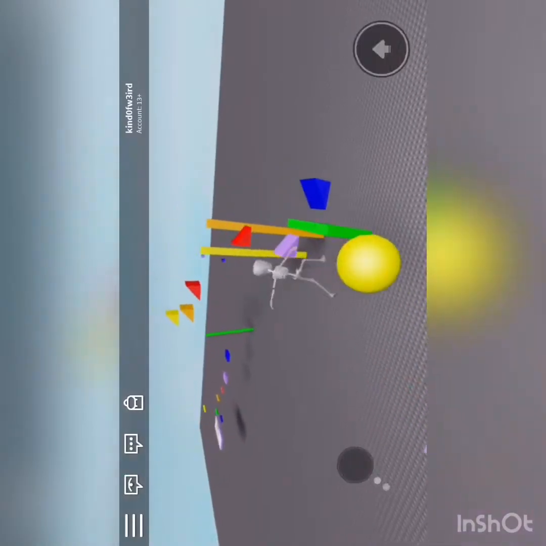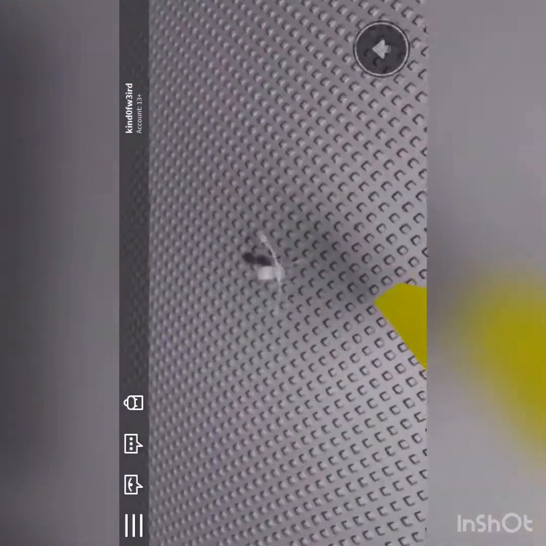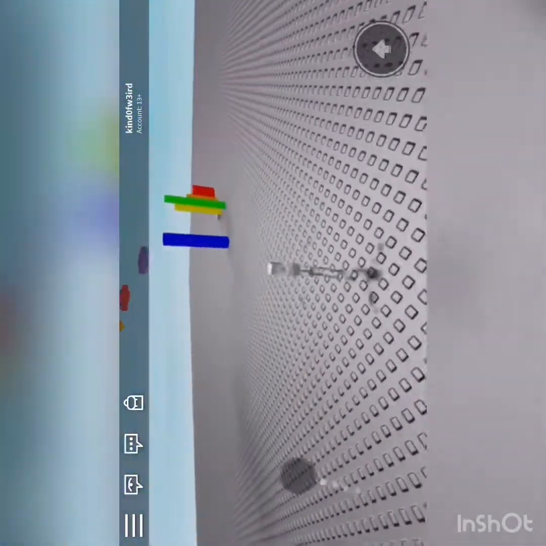Oh yeah, I also made this on computer. Okay, see, I'm breezing past it. No, those small block jumps are hard.